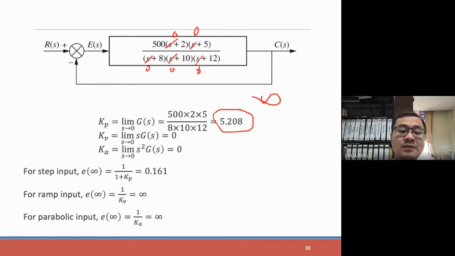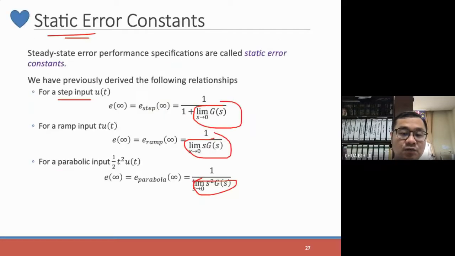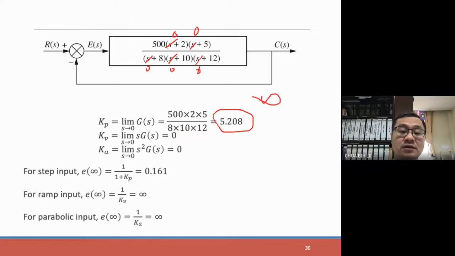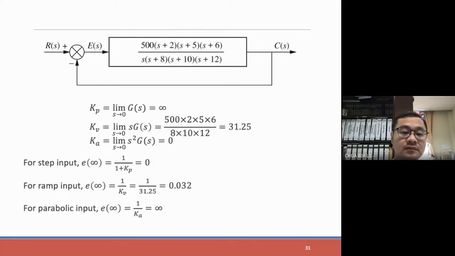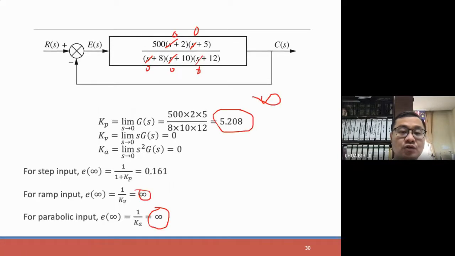For the ramp input, our previous formula would be this, 1 over Kv, and this one would be 1 over Ka. So just put it in, then you will see that an infinite steady state error occurs when we change the type of input for this particular feedback system. So this is how it would look like.